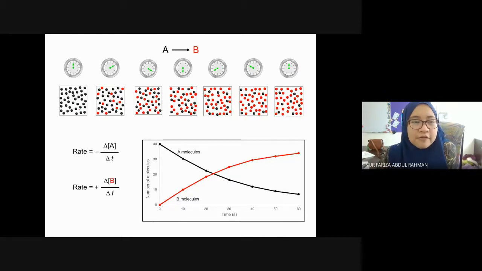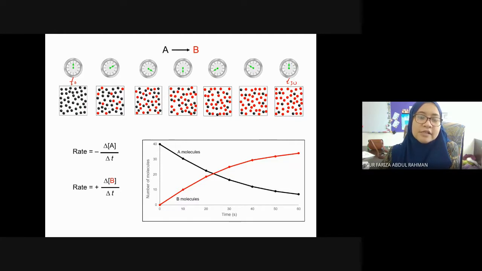Okay, this is in terms of pictures. A becoming B after a period of time. As you can see, say this is T0, this is T30, for example. Initially, as you can see, we only have A, so all of them are black dots, because we don't have B yet.